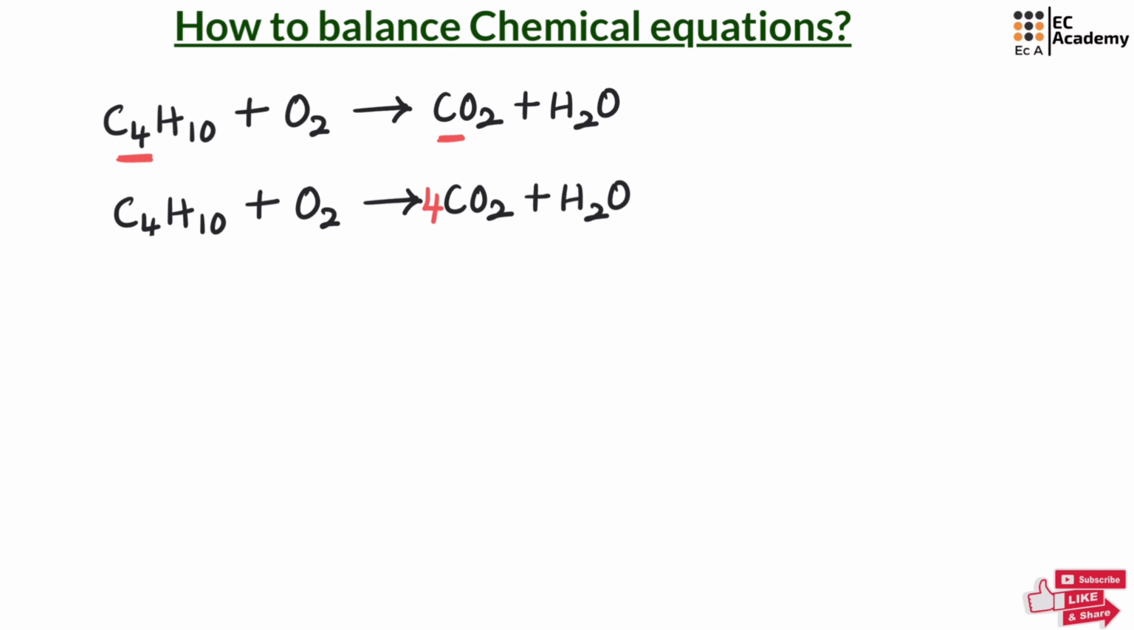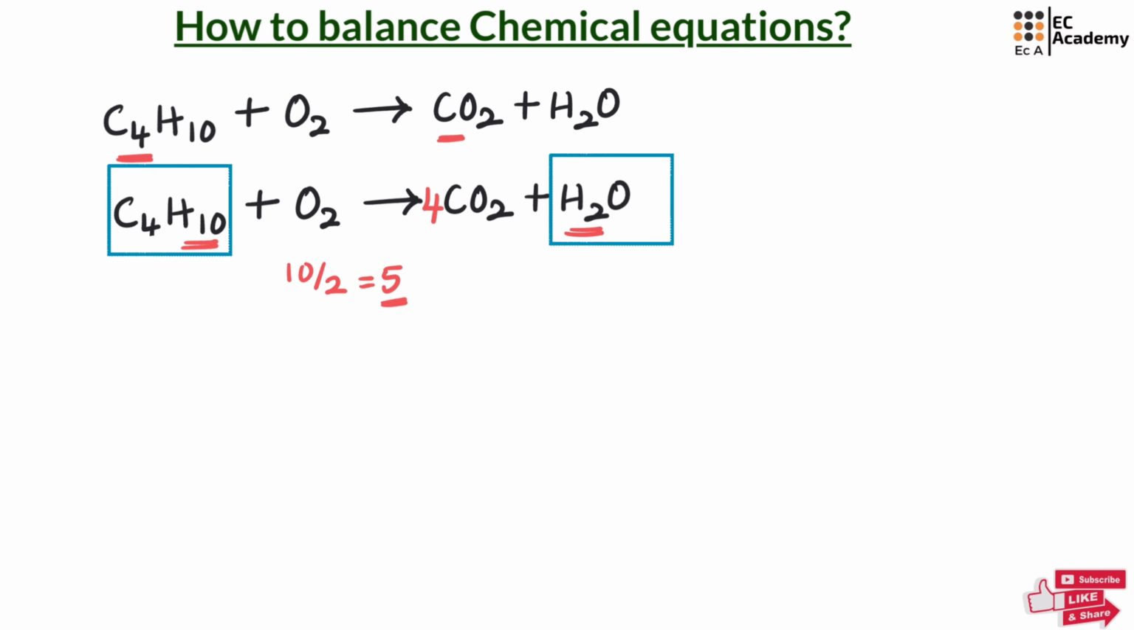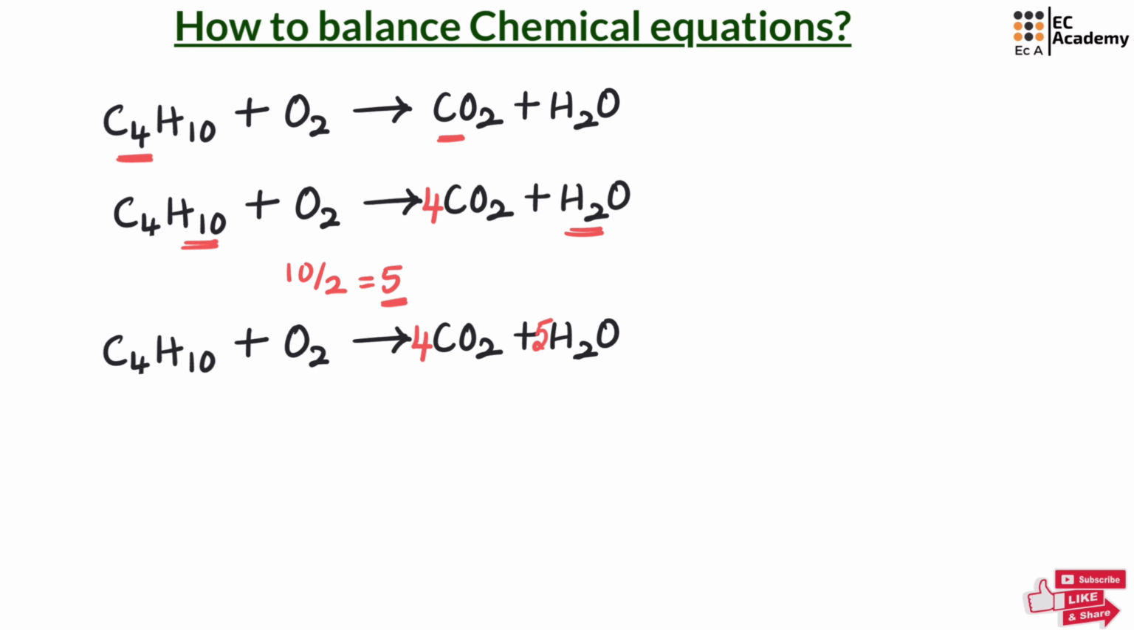Now, carbon is balanced. Next, let's balance hydrogen. On the left side, butane contains 10 hydrogen atoms. On the right side, one water molecule contains 2 hydrogen atoms. To find how many water molecules we need, we divide 10 by 2. 10 divided by 2 will be equal to 5. Therefore, we place 5 before H2O. Now, the equation becomes C4H10 plus O2, that will produce 4CO2 plus 5H2O.